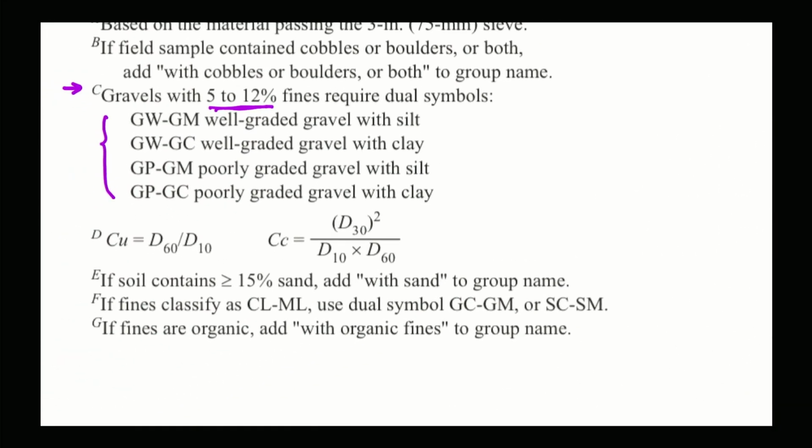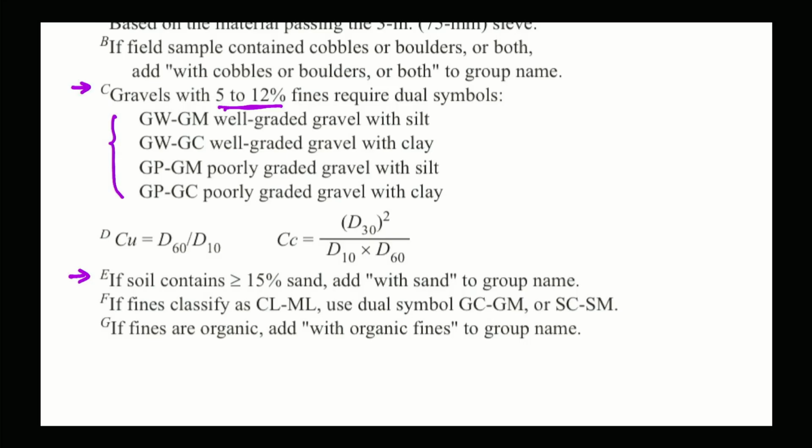So we have an E. If the soil contains more than 15% of the sand, add "with sand" to group name. So this one would apply for us because our sand, if I remember right, was about 28%. 28% is more than 15%, so we definitely have to apply E. And our fine is not classified as CL and ML, so we don't need the dual system. And our fines are not organic, so we don't have to worry about G as well.